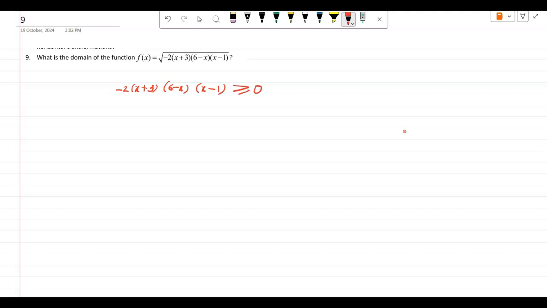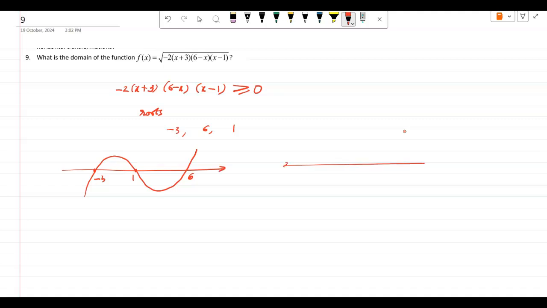Now what you can do is sketch this. What are the roots? -3, 1, 6. So that means it's a cubic function. So you have -3, 1, 6. But it's minus, so that means it is going like this. It got reflected in the x-axis because of the minus.